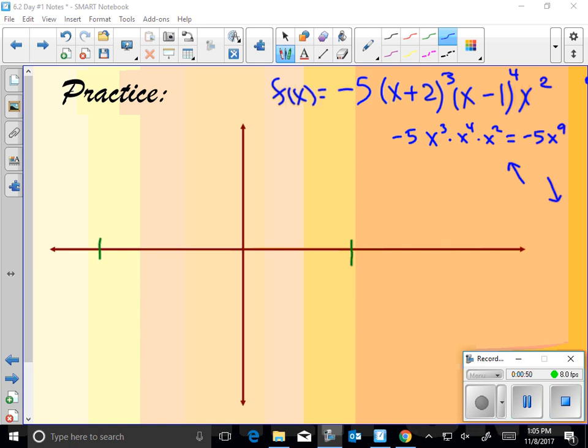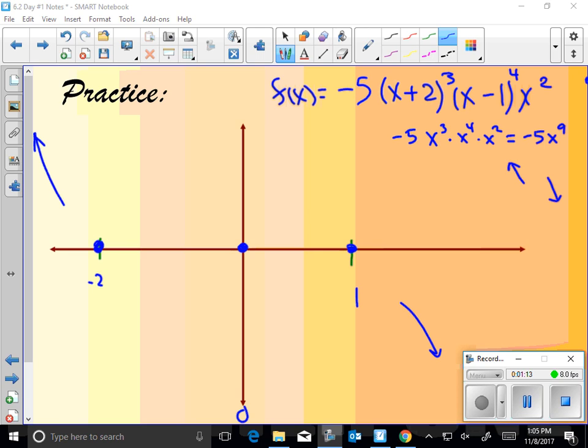Okay, I have zeros of negative 2, 0, and 1. So here's negative 2. Oh, look at how nice I was. Here's 0. And here's 1. Now, I know end behavior-wise, from the left of that far point and from the right of this far 0, that's what it's going to look like.